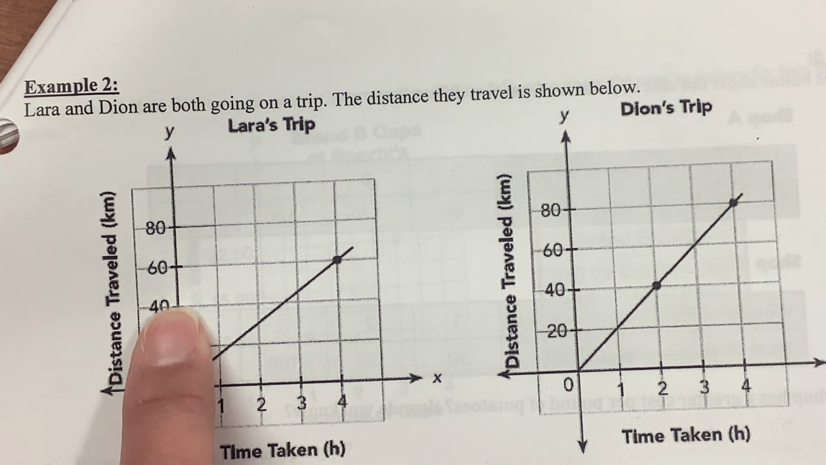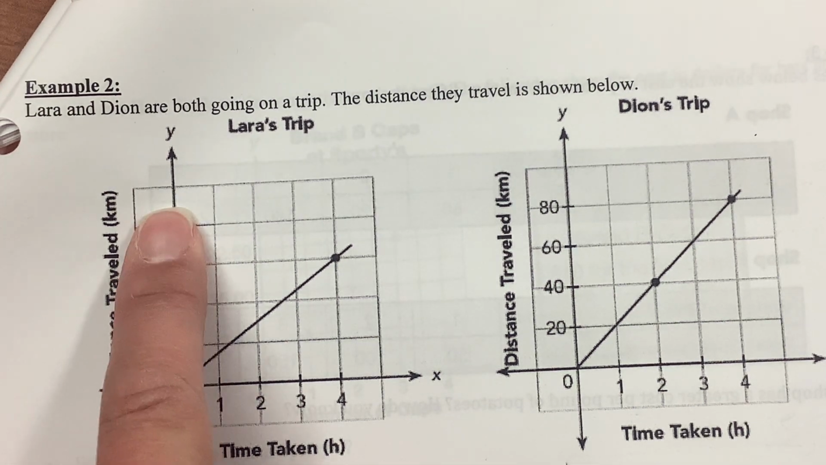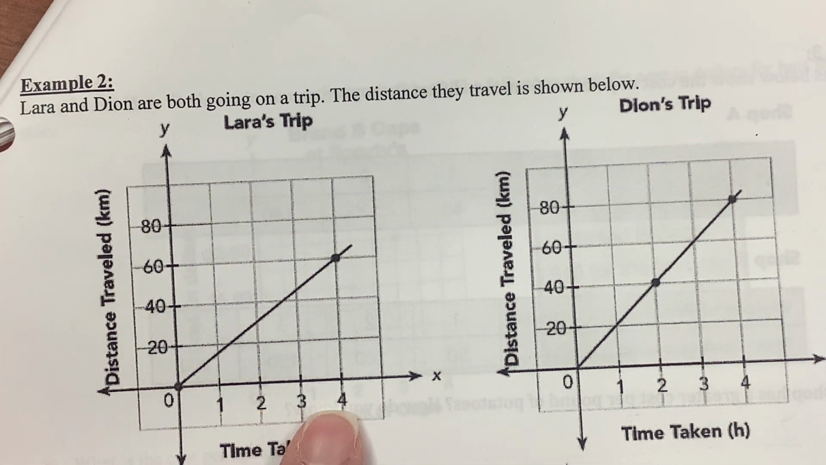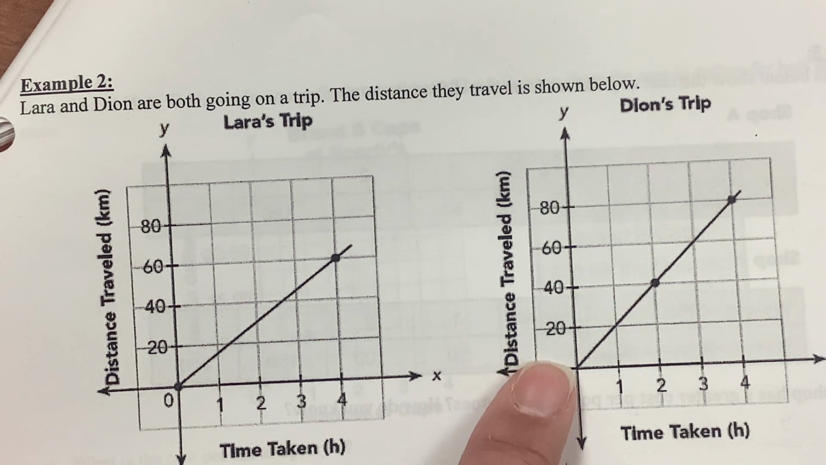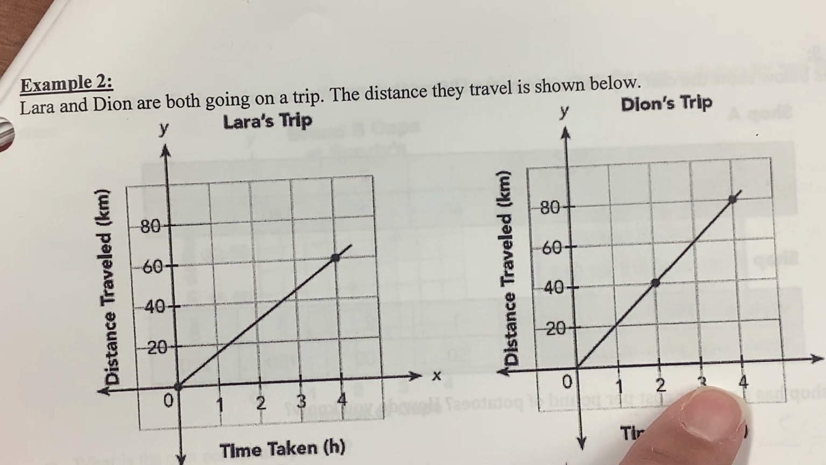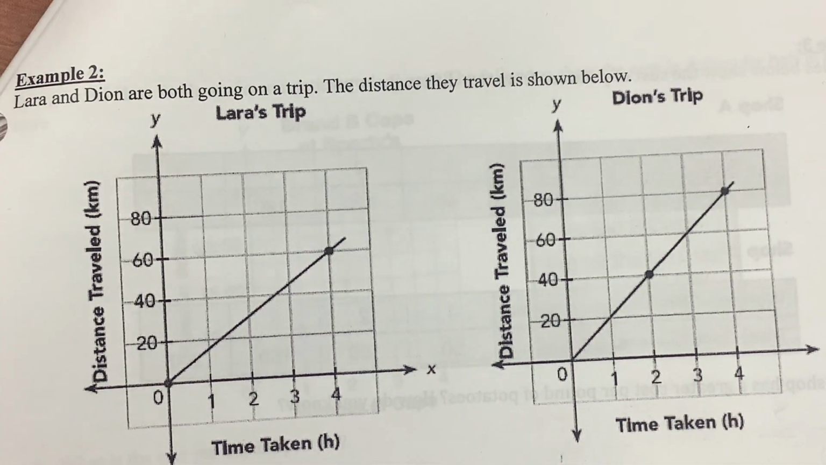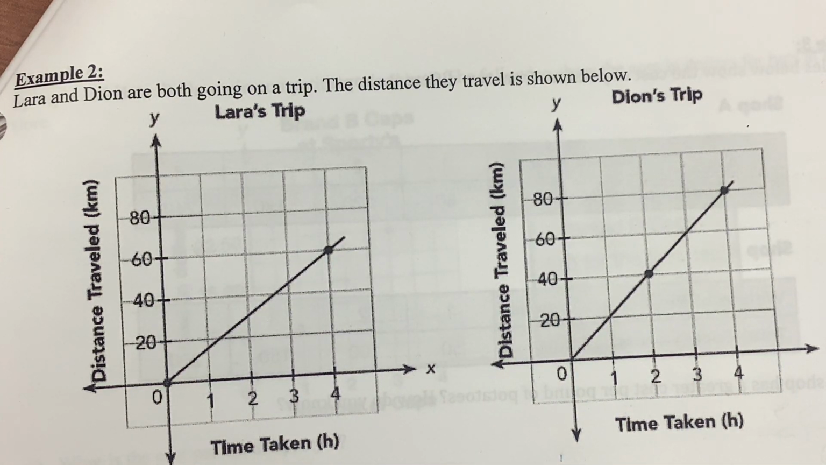This is 20, 40, 60, 80, so it's 20 going up. 1, 2, 3, 4, 1 going across. This is also 20, 40, 60, 80 going up, and 1, 2, 3, 4 going across. Now, wouldn't it have been smart if they had put both lines on the same grid? Then you could just look at them to compare them. But no, you got to make it more difficult.